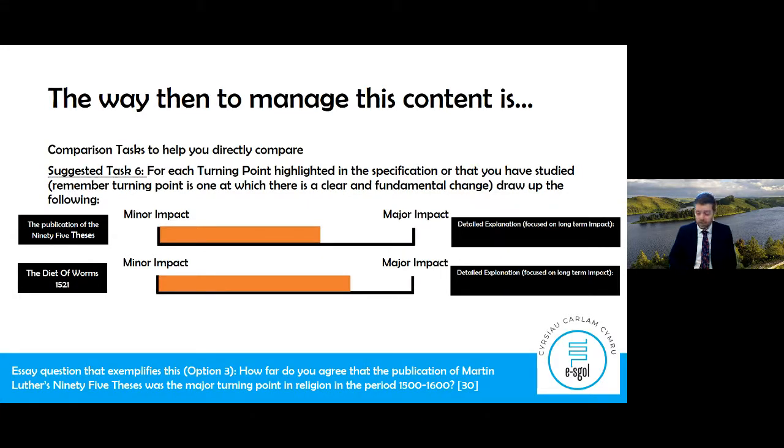This is an essay question that exemplifies it. How far do you agree that the publication of Martin Luther's 95 Theses was a major turning point in religion in the period 1500 to 1600s? So by doing an activity like this, you are directly comparing in preparation, and as a result, you will then explain it and you'll be able to be better prepared to answer that essay question.